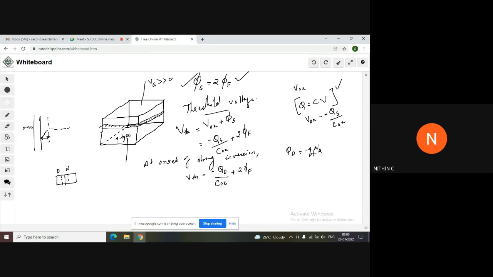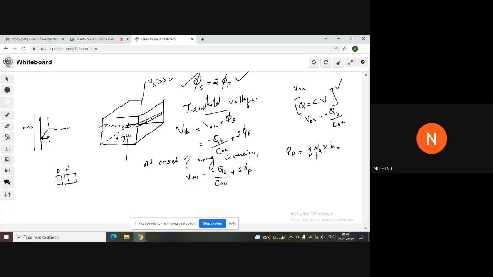Minus QNA is actually the charge density, then it has to be multiplied by W, that is the depletion region distance. Here we are not taking ND. We need not consider the N side depletion width because we are not having a PN junction, only the P side. So we just need to ignore the ND term in the expressions. So QD is equal to minus QNA into W.